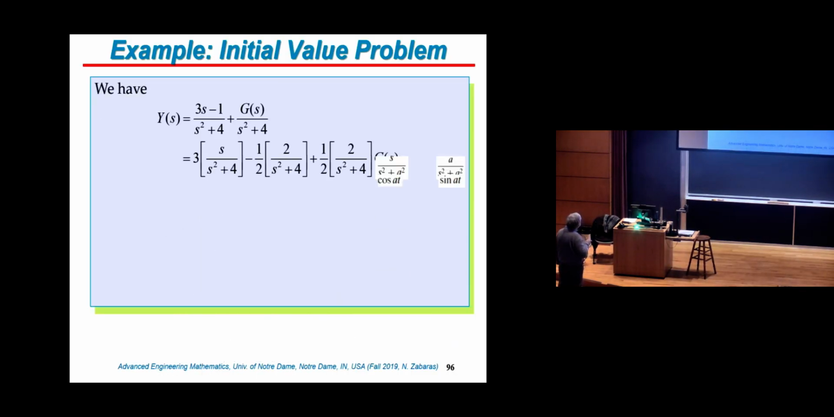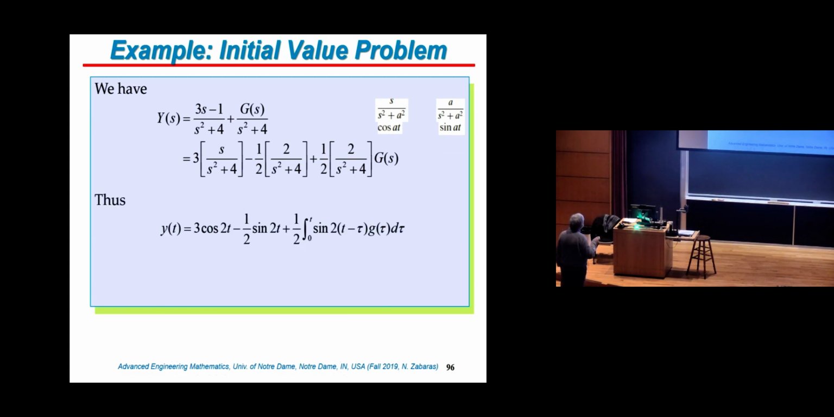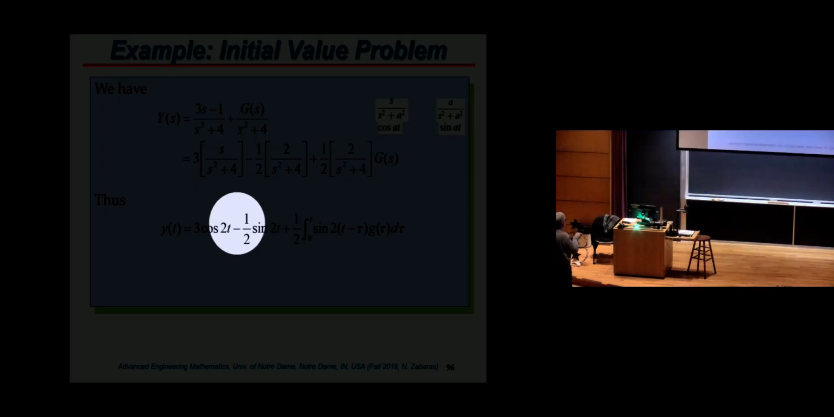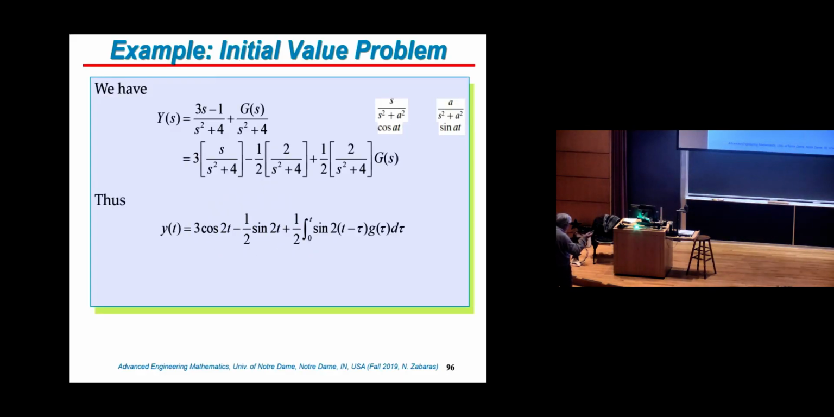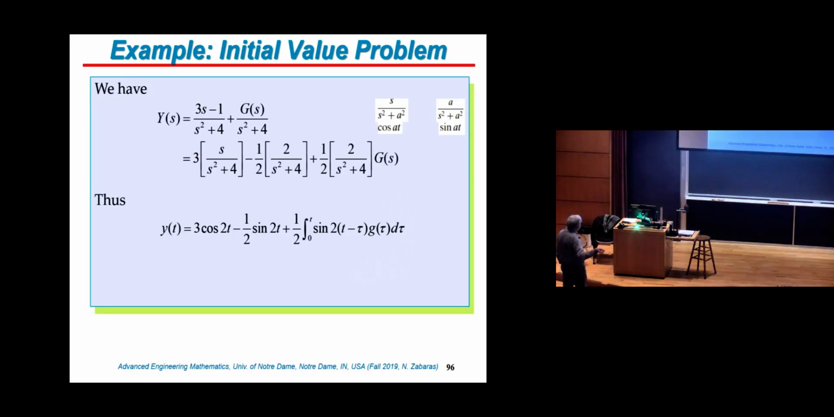So, and there is the answer, right? Basically, we have the solution to the homogeneous problem that involves sines and cosines. I mean, expected, right? The differential equation was y double prime plus y. And then we have a convolution of the sines with G, all right? And that's the final answer to this problem.